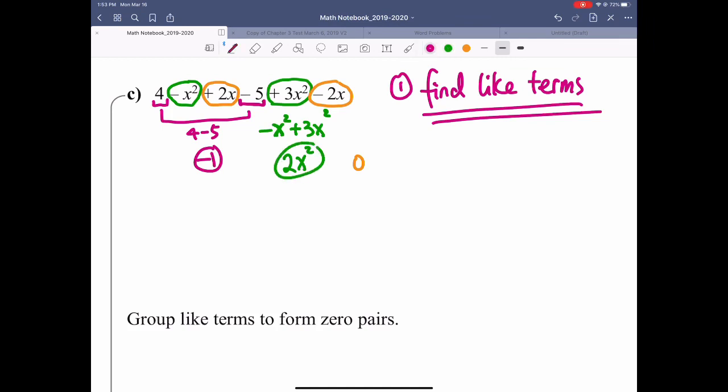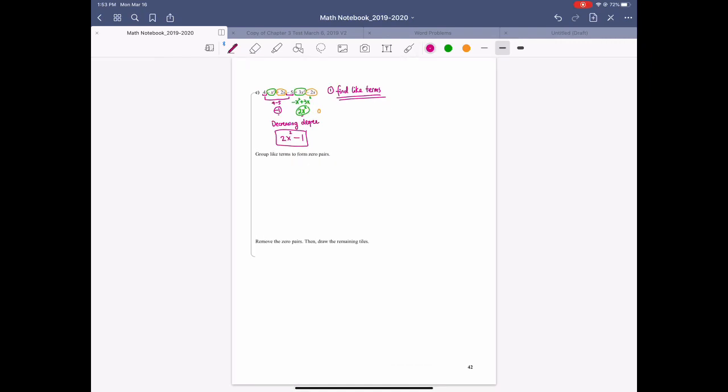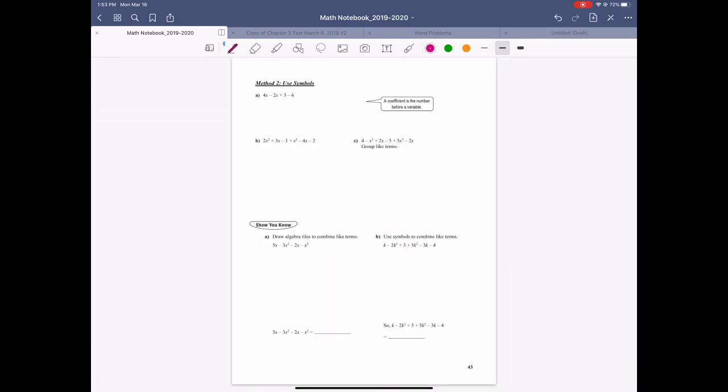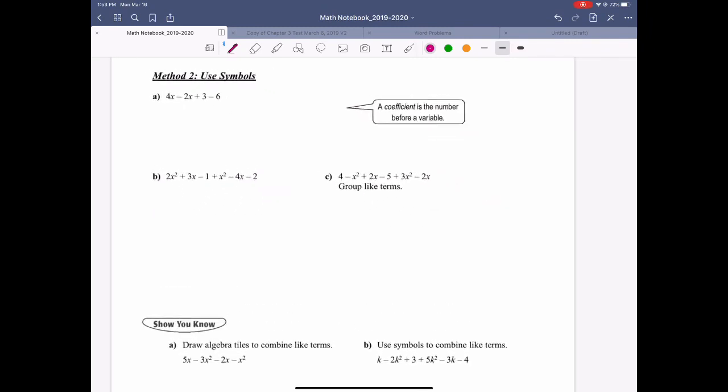We usually organize our answers in the order of decreasing degree. Okay, so these 2 terms here, which one has the highest degree? This one here. So we put 2x squared at the front and minus 1 next to it. That's my final answer. Okay, that's how you combine the terms. Great, if you understand that, then let's move on. So how do we combine terms here?